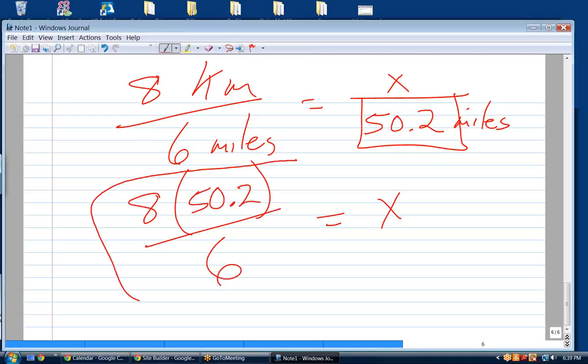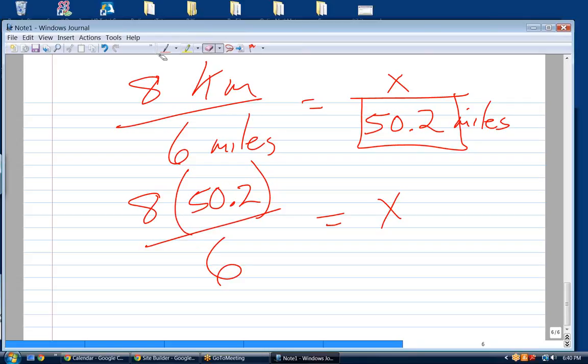Now reduce. But notice that it would have been an extra 2 steps had I cross multiplied, because I would have had this equals 6x, and then I would have had to divide both sides by 6 to get to this same step. So you don't always cross multiply. If your variable's in the numerator, you only need to multiply both sides by the denominator. So you can get this answer in any number of ways.